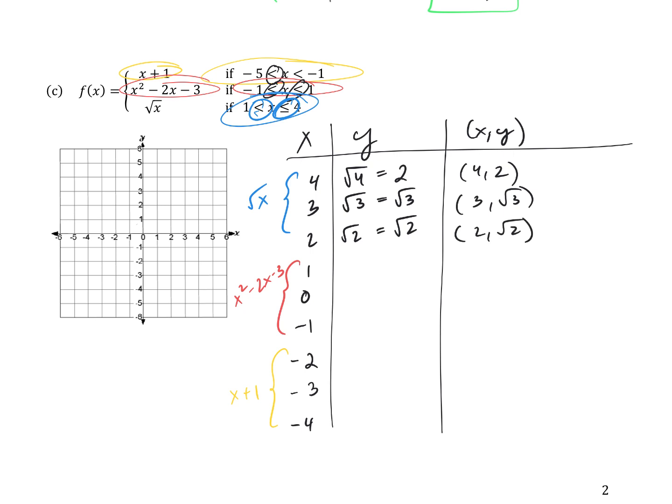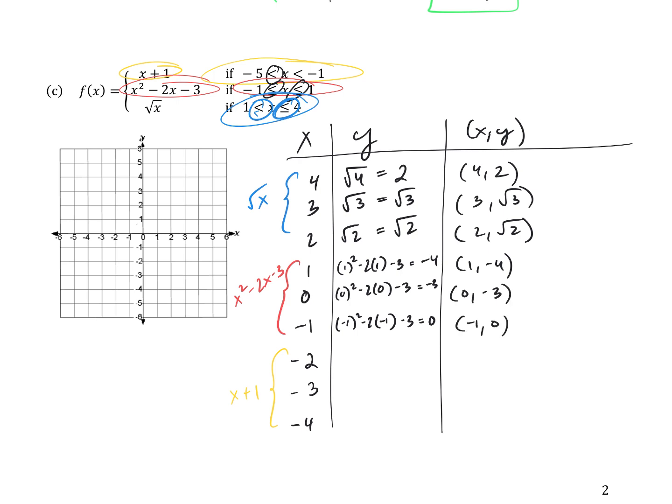Next, we're looking at x squared minus 2x minus 3. So that's going to be 1 squared, minus 2 times 1, minus 3. Which, let's see, what is that going to give me? That'll give me a -4. And then that's 0 squared minus 2 times 0 minus 3, which is going to be -3. And lastly, -1 squared, minus 2 times -1, minus 3, which is going to equal 0. Okay, so we have the points 1, -4, 0, -3, and -1, 0.